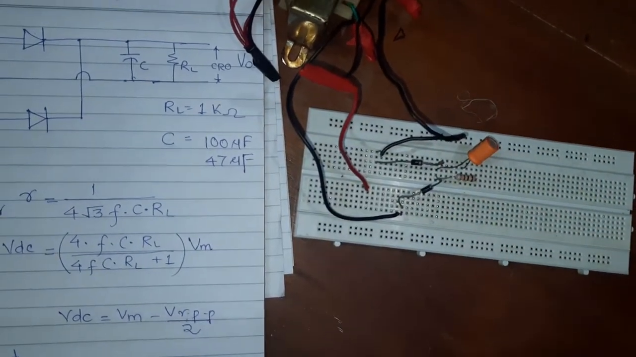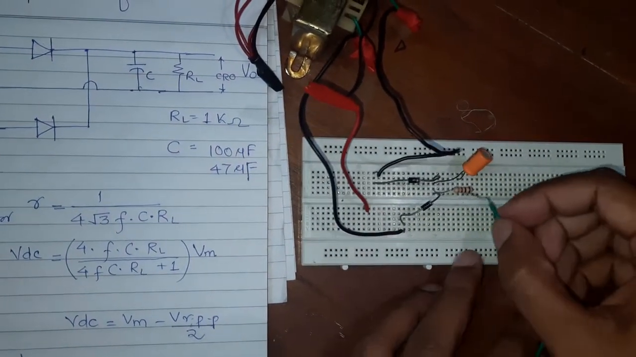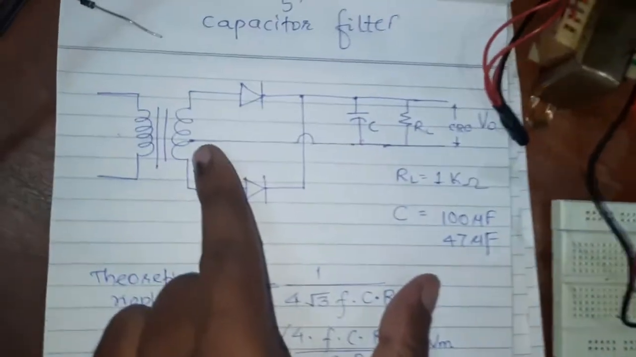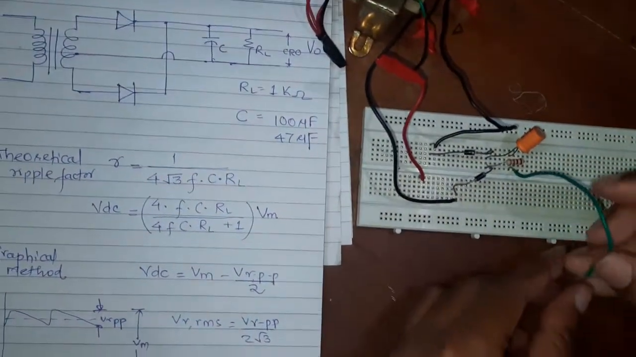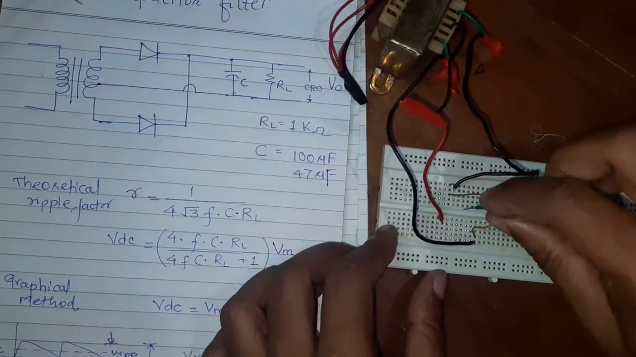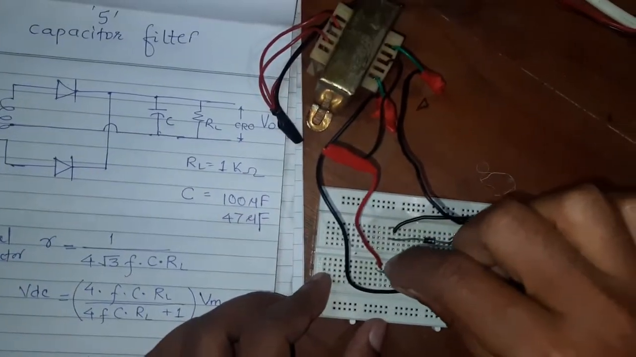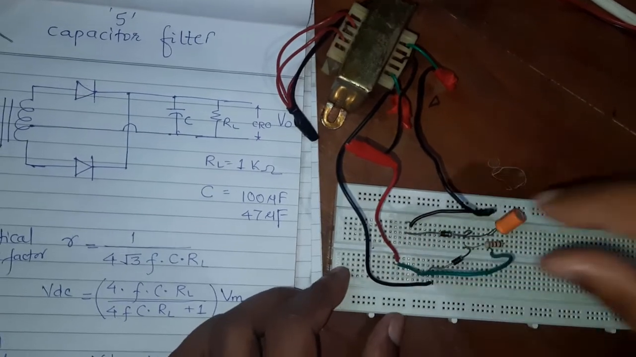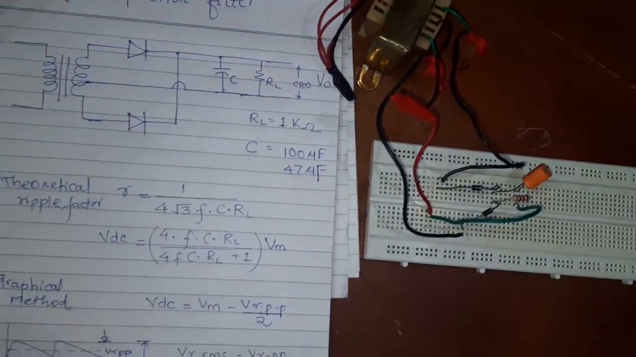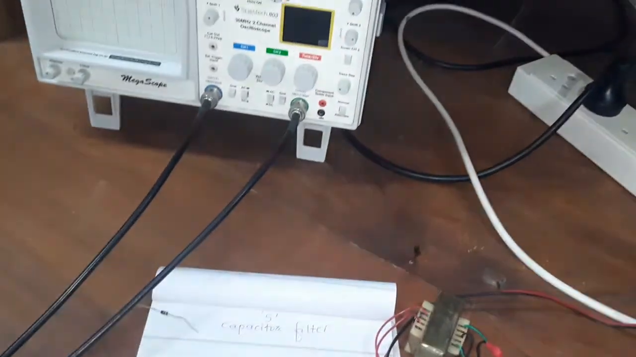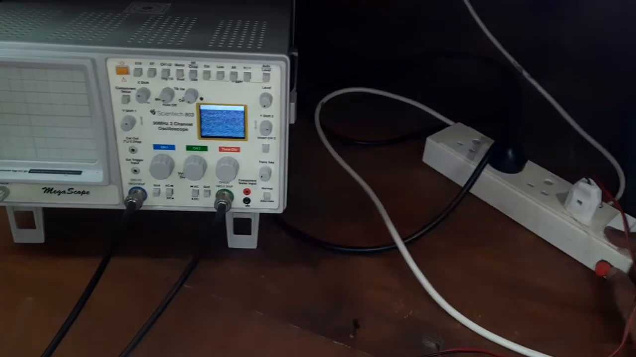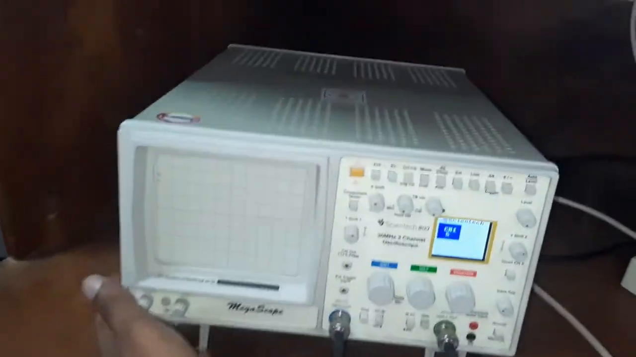And then finally this goes to the center tap winding. So we will be connecting this to the center tap winding here. So this is how you have to connect. Then we will turn on the power supply.